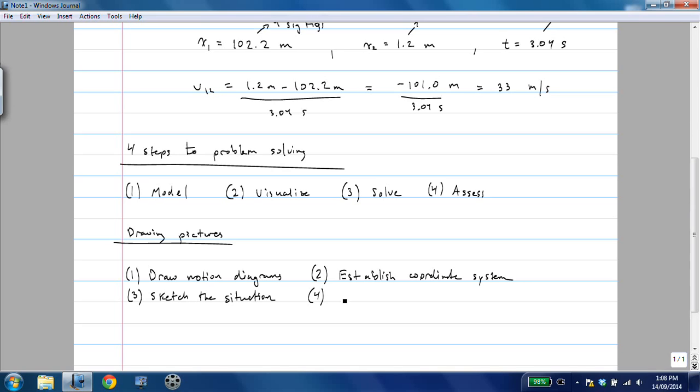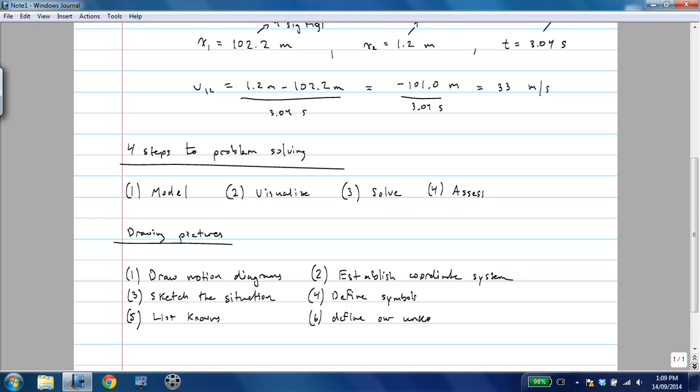4, we want to define symbols. So what variables will be representing which in your diagram? 5, we want to list the knowns. So what variables will help us solve the problem? And then 6, we want to define our unknown.